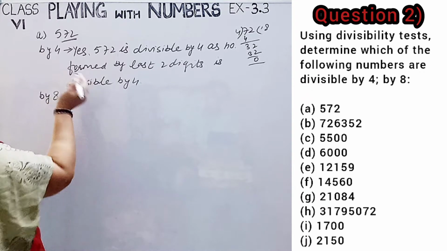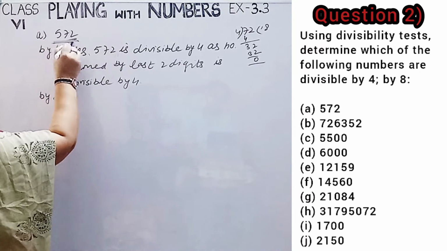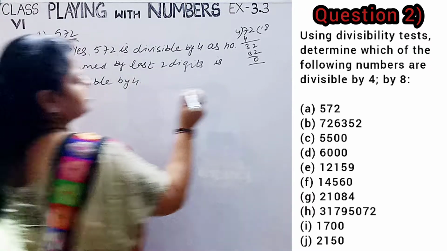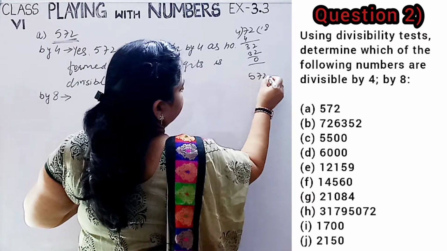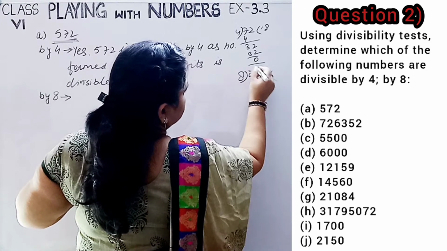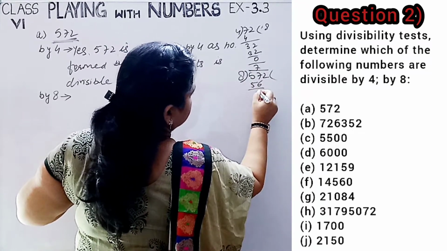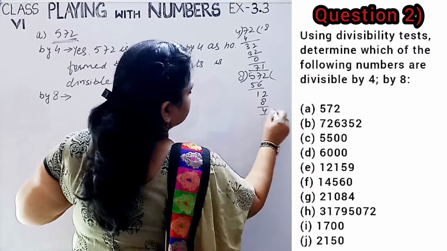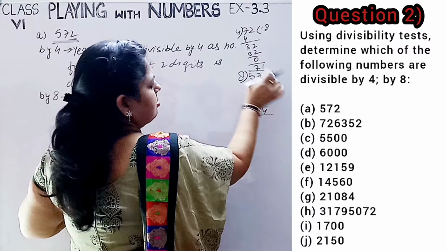Now coming to by 8. The same rule, only we have to check last three digits of given number. So we have only 3 digits in this number already. So 572 by 8. 8 sevens are 56. 8 ones are 8. Now 4 is remainder. So 572 is not divisible by 8.